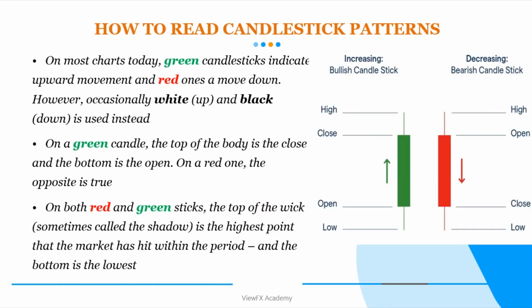On most charts today, green candlesticks indicate upward movement and red ones a move down. However, occasionally white, up, and black, down, is used instead. On a green candle, the top of the body is the close and the bottom is the open. On a red one, the opposite is true. On both red and green sticks, the top of the wick, sometimes called the shadow, is the highest point that the market has hit within the period, and the bottom is the lowest.